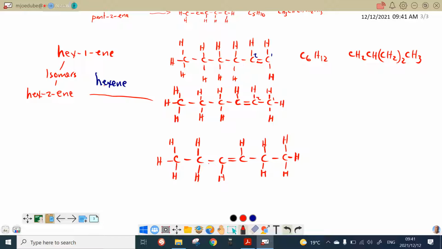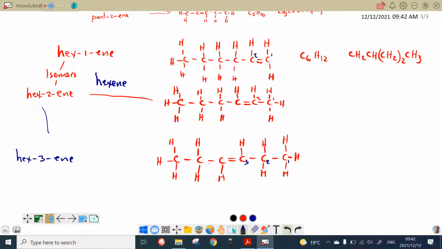So remember we said it doesn't matter from which side you count. If you count from here, that's 1, that's carbon number 2, that's carbon number 3. So carbon number 3, that's where you've got your double bond. So it's going to be hex-3-ene. And these are all isomers of the same species. Meaning to say, the longer the chain becomes, the more isomers you're going to receive. And in this particular case, I'm only referring to your position isomers.